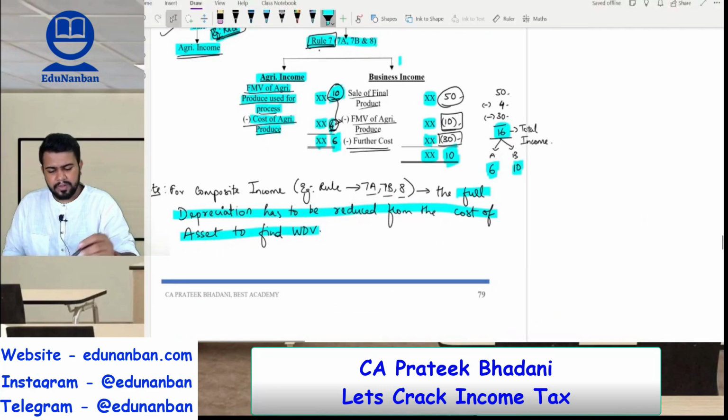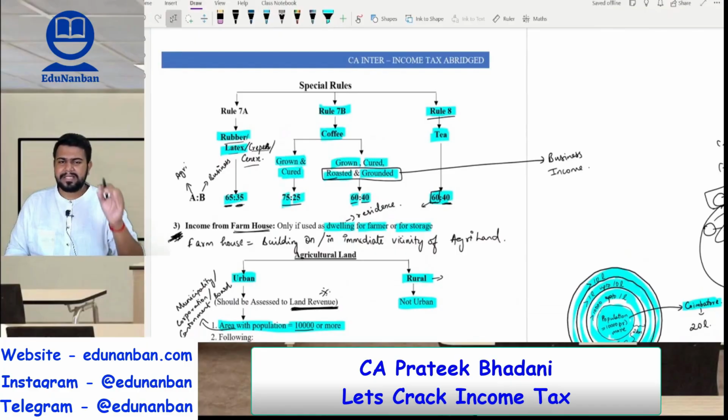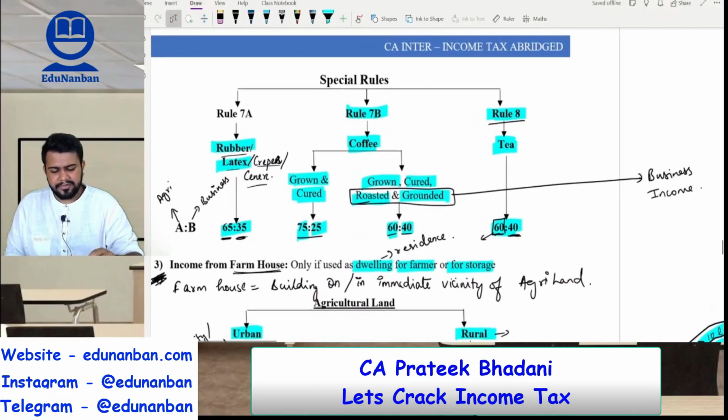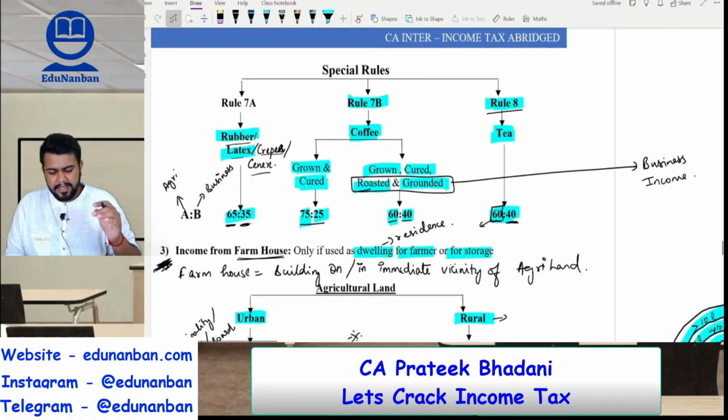Now let's come to composite income, that is section 7A, section 7B and rule 7A, rule 7B and rule 8 of the Income Tax Rules. Rule 7A talks about rubber, latex, crepe, cenex, etc. In such cases, A is to B, that is agriculture is to business, will be 65 is to 35. 65% agriculture income, 35% business income.